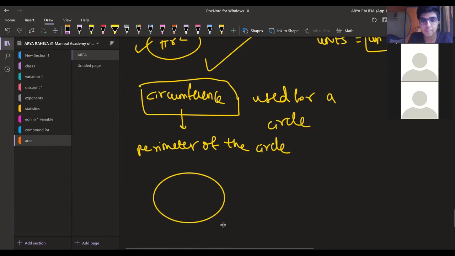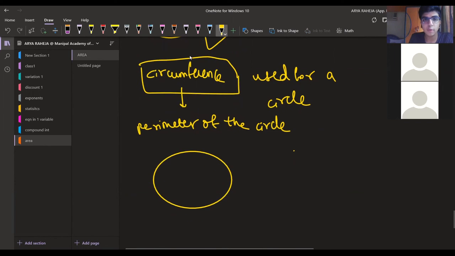So let's draw it. Okay, this is a circle. What is the perimeter of this? How do we find this? This whole perimeter is this whole thing along the boundary. If we take a wire and turn it around to form the circle, that length of the wire is the circumference. It's called circumference or perimeter. Okay? So write this also.